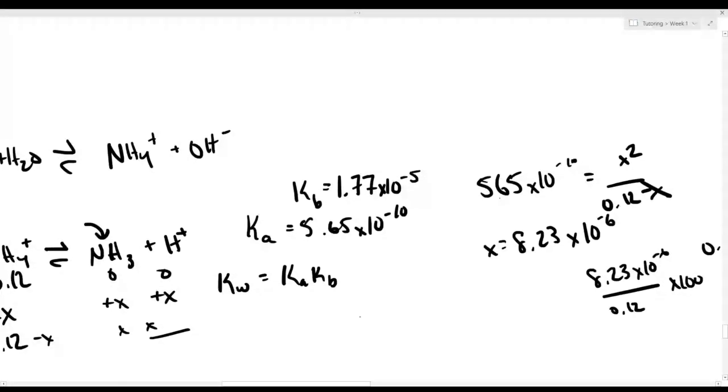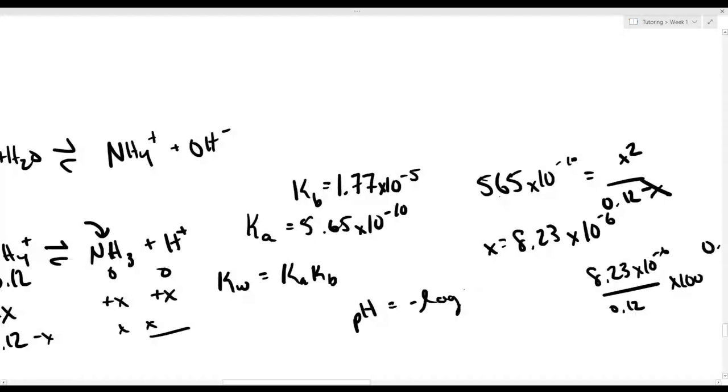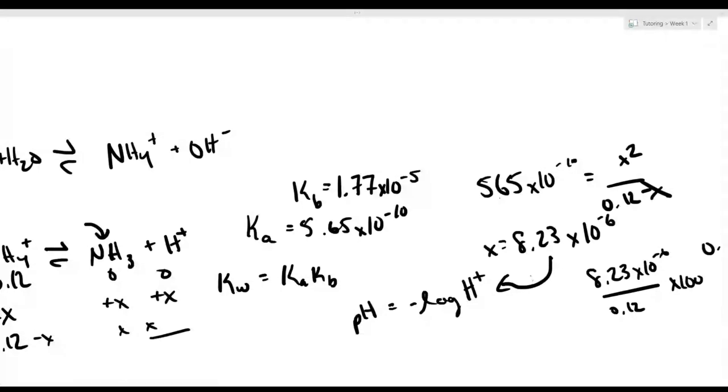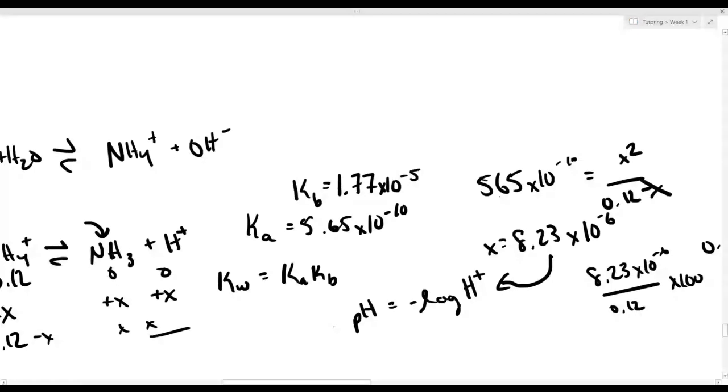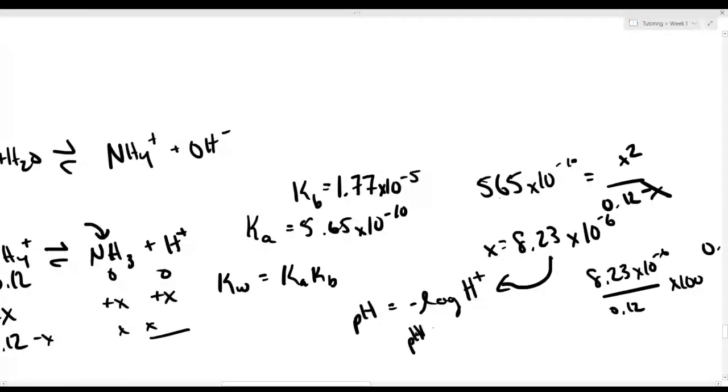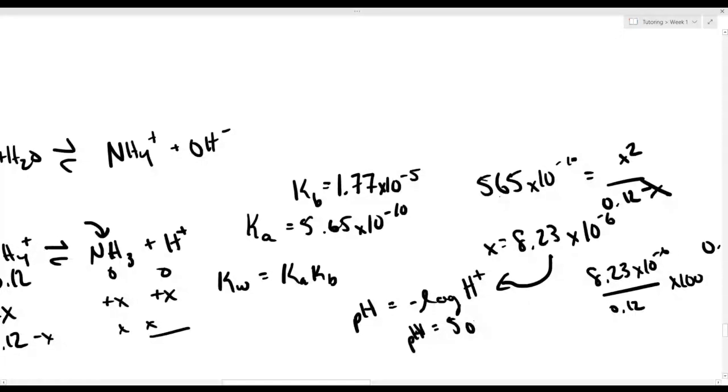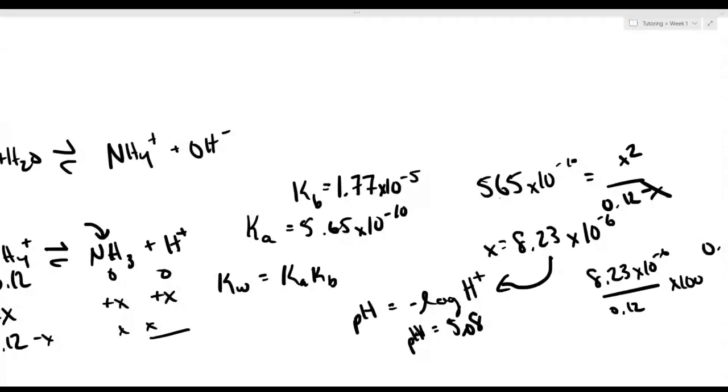So remembering pH equals negative log of H plus. We're going to go ahead and plug this number in. I'm not going to rewrite it just for the sake of brevity. Yeah, that's a very big problem that we have a lot of times, okay? And the pH ends up being, pH equals 5.0.08. Okay?